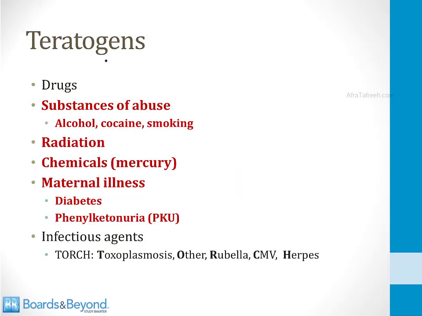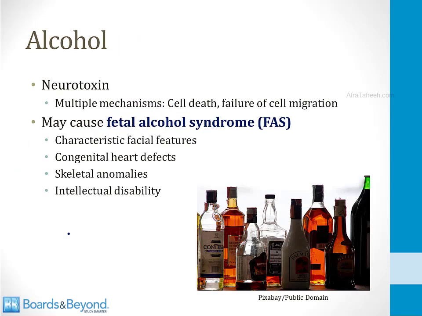All the items listed on this slide are potential teratogens. In the first teratogen video, I talked about drugs. In this video, we're going to focus on these items here, highlighted in red. And in a separate video, I talk about TORCH infections that are dangerous during pregnancy. Let's start by talking about alcohol.